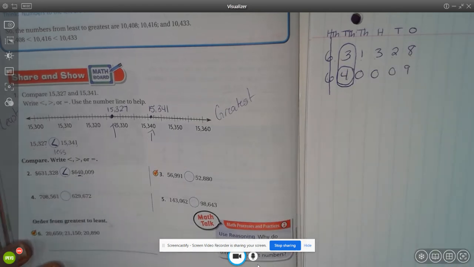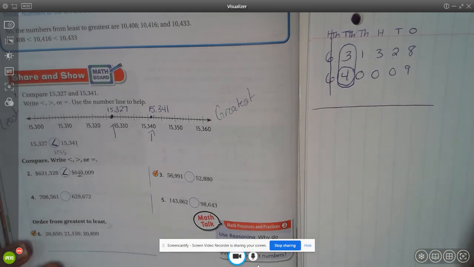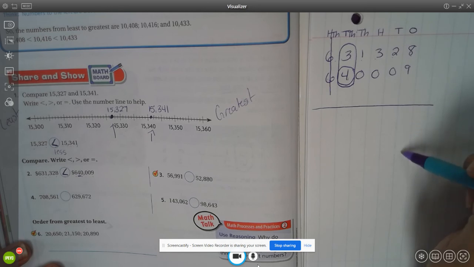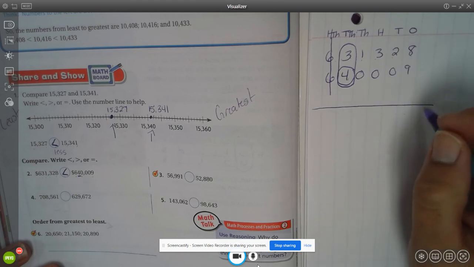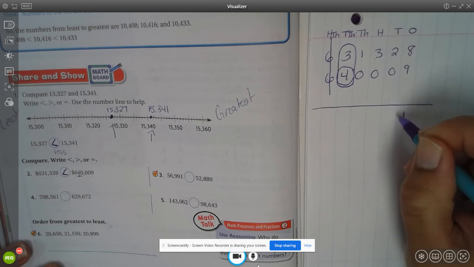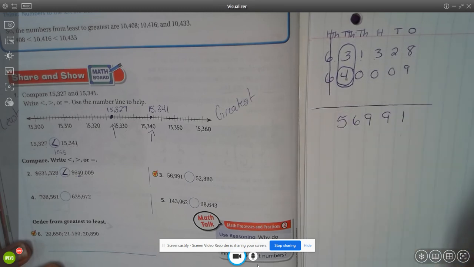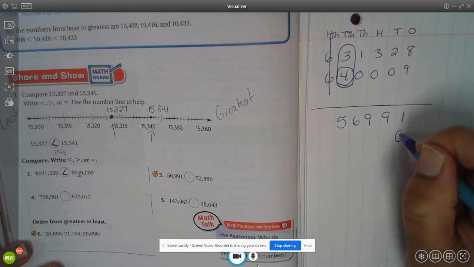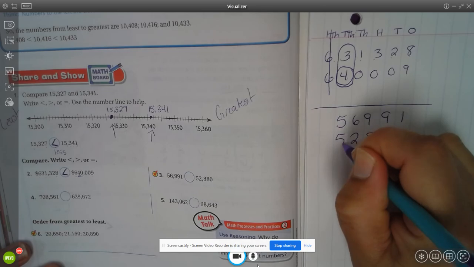All right, let's take a look at number three. On your paper, make sure you're doing these examples along with me. Draw yourself your little quick place value chart. I'm not going to redraw my chart. I'm just going to keep all of these numbers separated. I'm going to draw a line, and then continue to compare numbers underneath it, since I already have a place value set up for each one. So I'm going to start plugging my numbers in. I have 56,991 and 52,800.